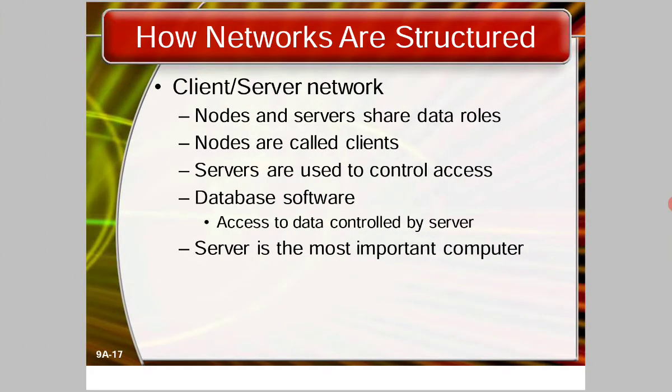The second one is the client-server network. Nodes and servers share data and rules. Nodes are called clients. Servers are used to control access. Examples are database services and software. Access to data is controlled by the server. The server is the most important computer.